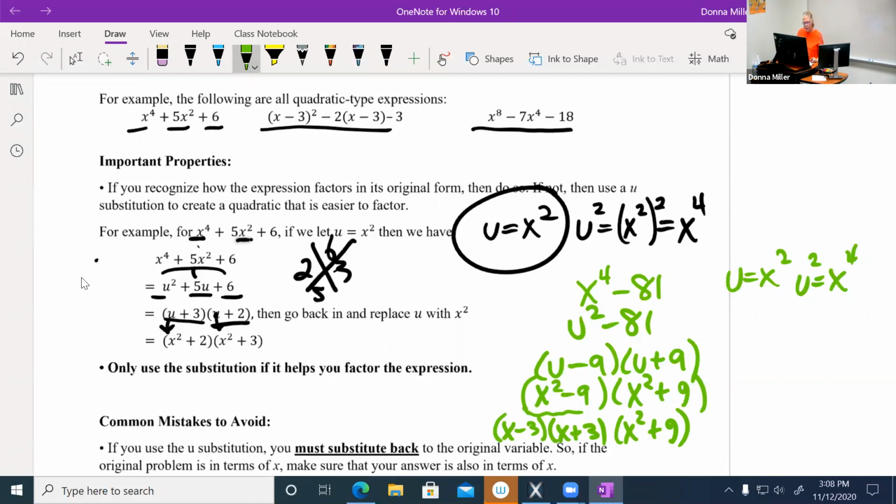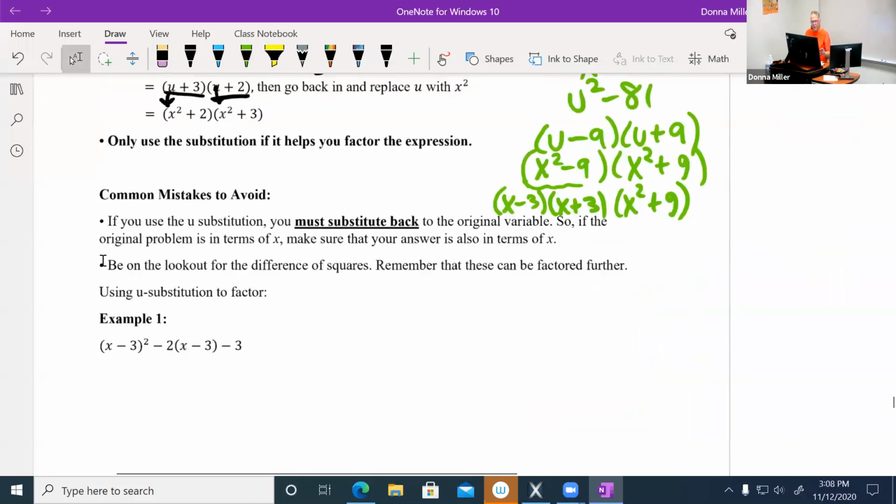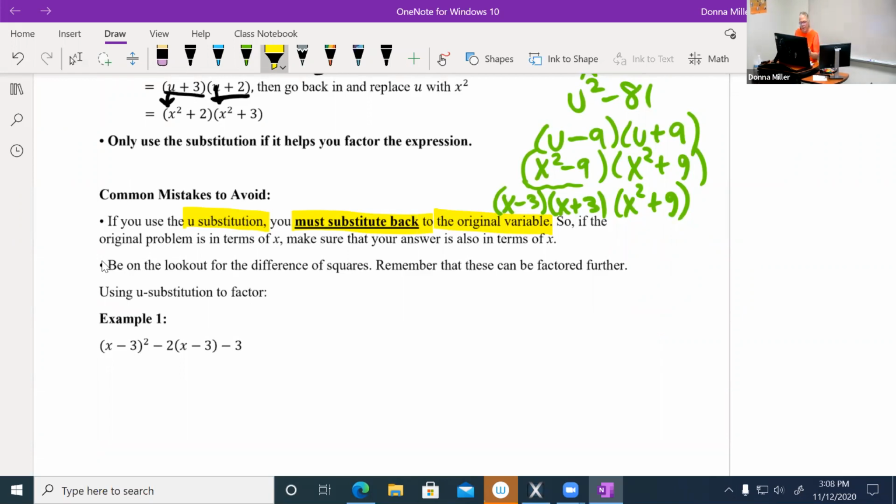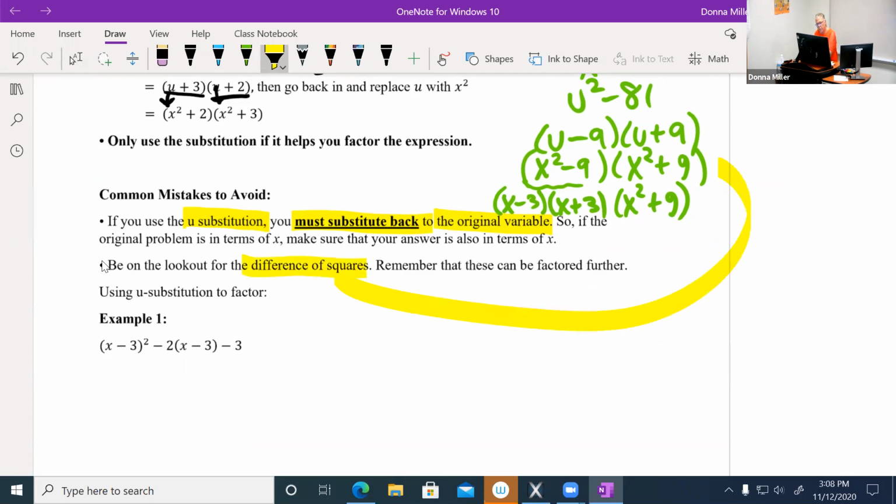Okay, let's talk about mistakes. Some things that you have to do: if you're going to do u substitution, you must substitute back to the original variable. You cannot end with u, you have to end with x. You've got to go back. Be on the lookout for differences of squares. This is what we talked about right here. Remember that these can be factored further. So if I end up with x squared minus 16, I'm not done yet. So look for that.